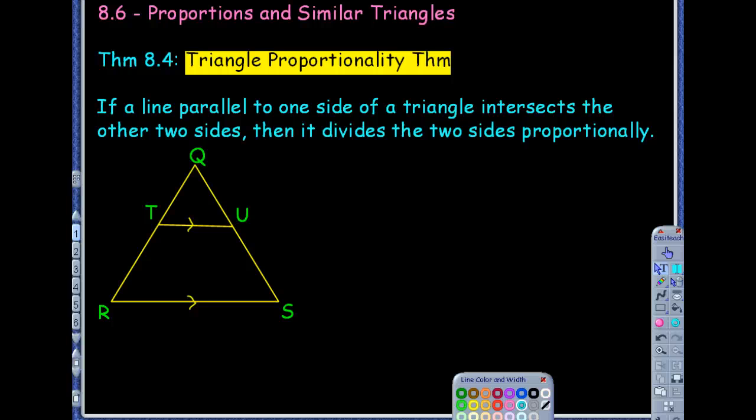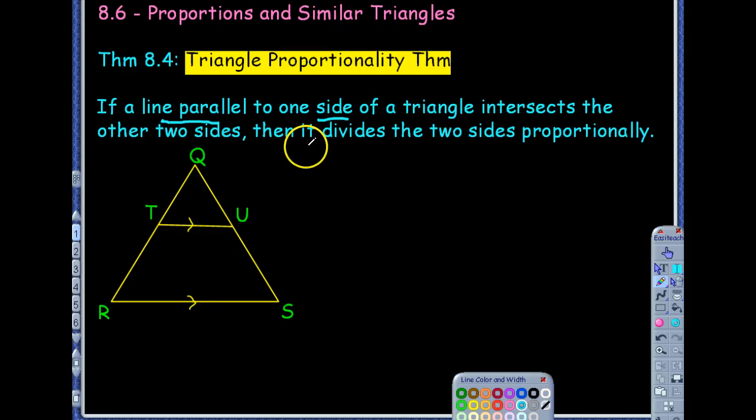So let's read it. It says, if a line parallel to one of the sides of a triangle intersects the other two sides. So we have basically a line that's parallel to one of the sides in a triangle, okay? Now, a segment is part of a line. In this picture, we're talking about segment TU being parallel to segment RS. There is a line that continues on through TU. So these two segments are parallel. That's what they're giving you, all right?